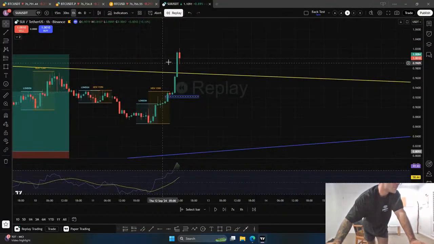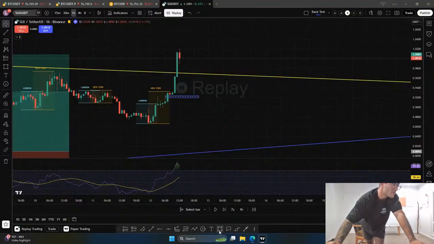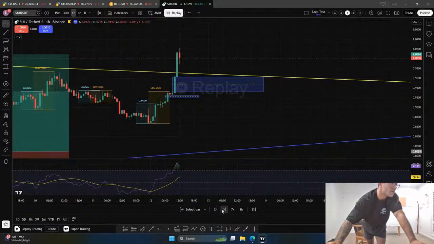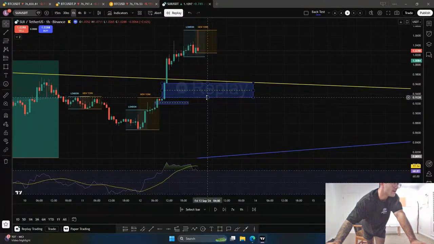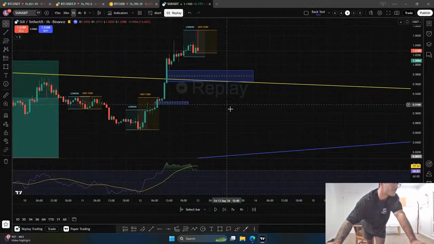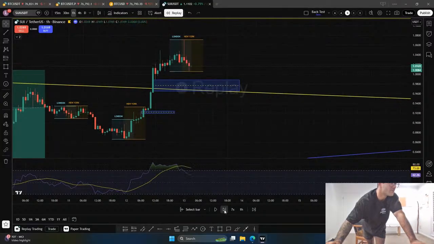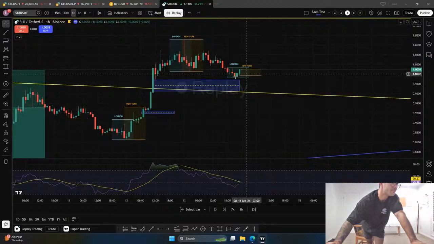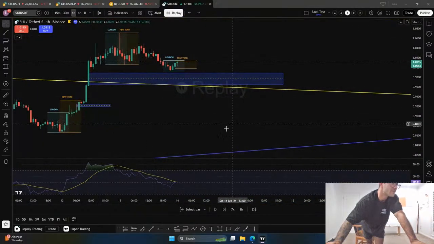So, see another fair value gap. Beautiful. We're going here. Next. Boom, the fair value gap has been moved to here. What am I looking for? I'm looking for it to respect it. So we've come down. We haven't quite tapped this fair value gap yet.